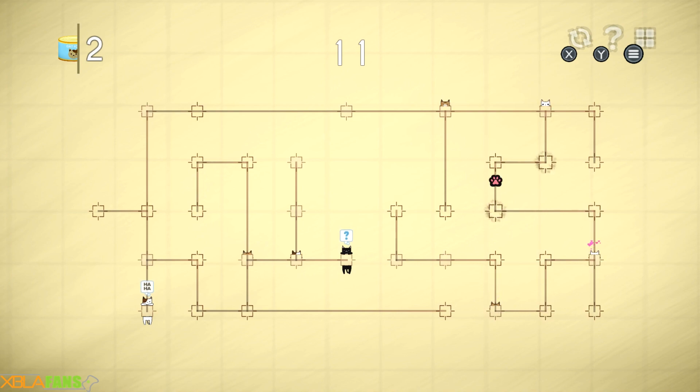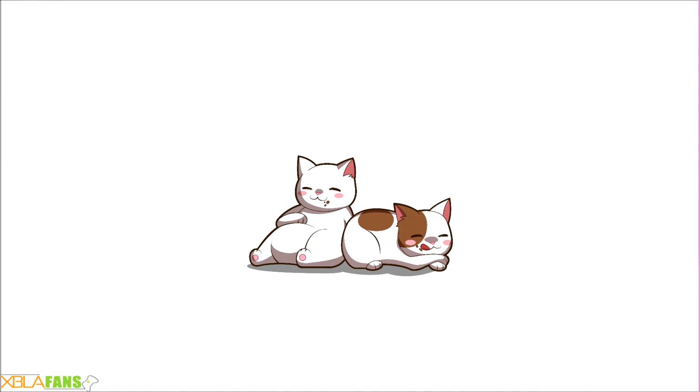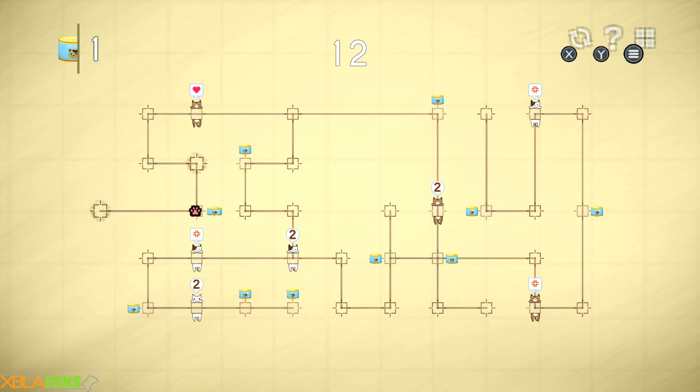Excellent. Feed the kitties. It is funny that this is the second cat puzzle game I have played this week. Get this one. Get this one. This one has two over here. If I head this direction, I need two to get through there. So I don't want to do that. I may have messed up. Oh no.